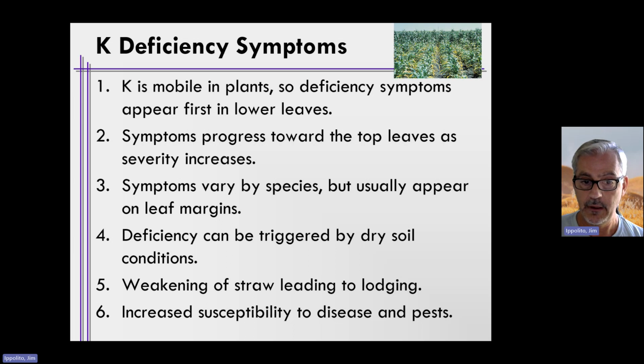United States. When deficiency symptoms are present, if you're talking about grass species like small grains like corn, wheat, rye, etc., you can have weakening of the straw, which leads to lodging or falling over of the plant. And of course, as we described in the last video, when you have a potassium deficiency, you have an increased susceptibility to diseases and pests. So let me show you some pictures that illustrate some of these important points.